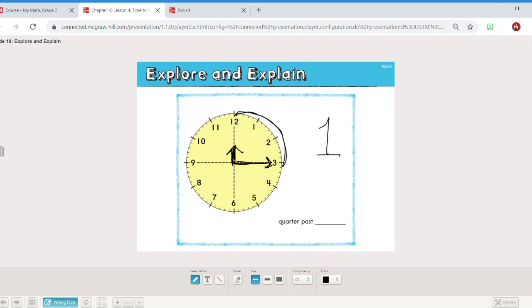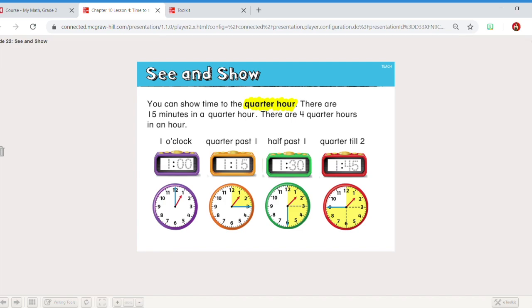Is it a quarter past 5? No. A quarter past 3? No. It's a quarter past whatever our hour hand is on. A quarter past 12. Same as saying 12:15. Show time to the quarter hour. There are 15 minutes in a quarter hour. There are 4 quarters in an hour.